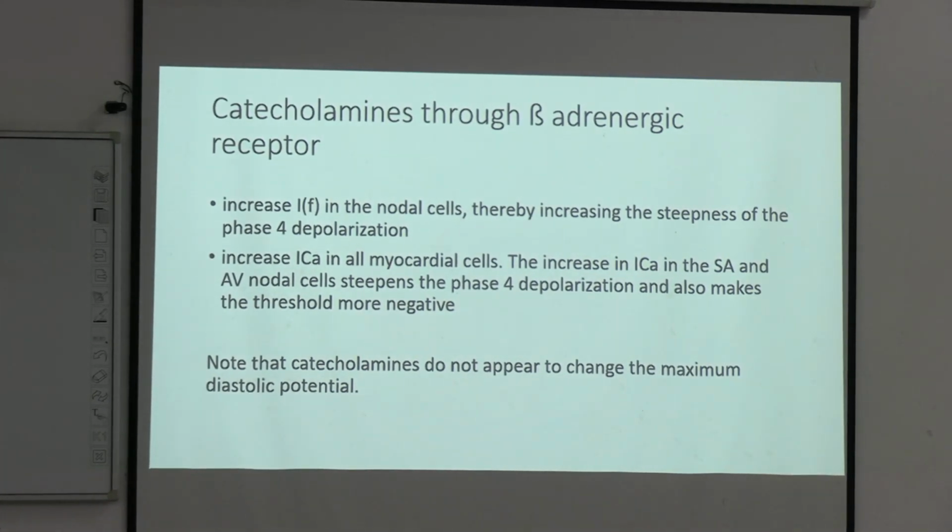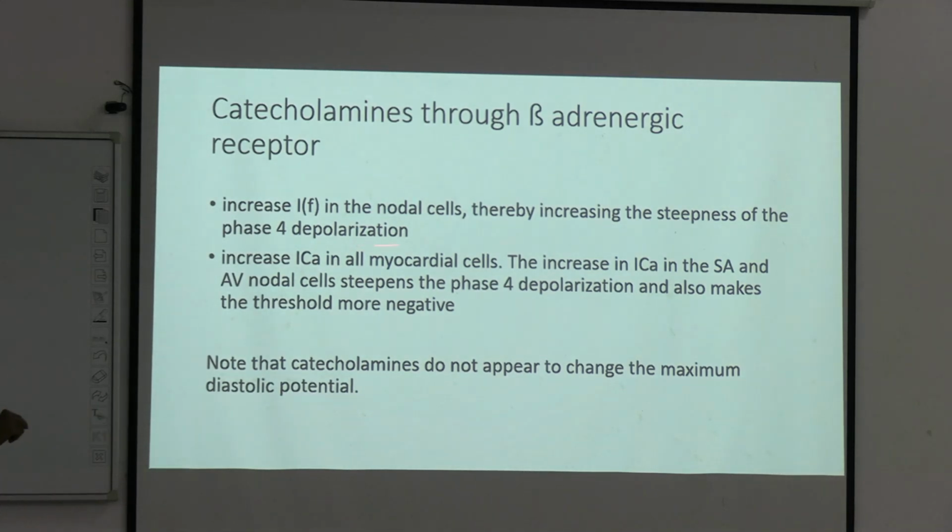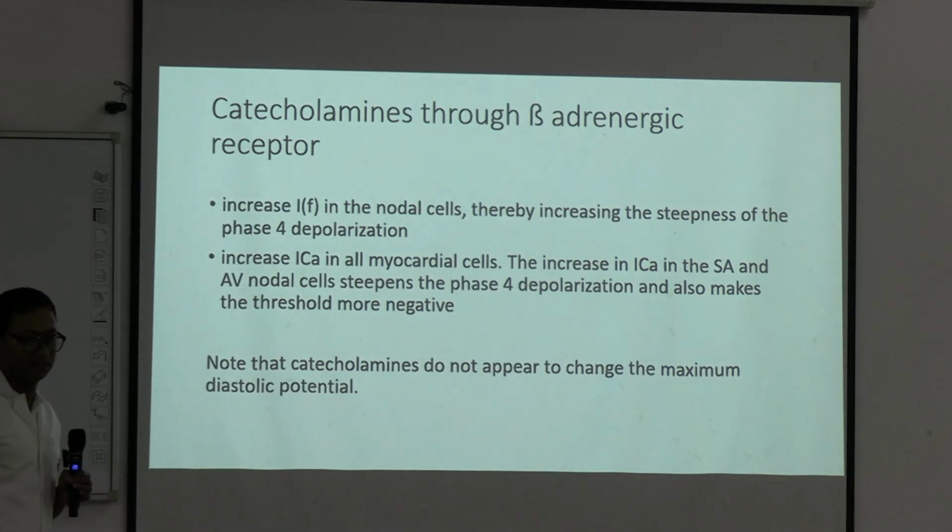Catecholamines. Catecholamines means adrenaline, noradrenaline. What those drugs do to heart? It increases the funny current, right? Thereby increasing the steepness of phase 4 potential. And remember one point, that catecholamines do not appear to change the maximum diastolic potential. Okay, catecholamines maximum diastolic potential kono change kore na, right?